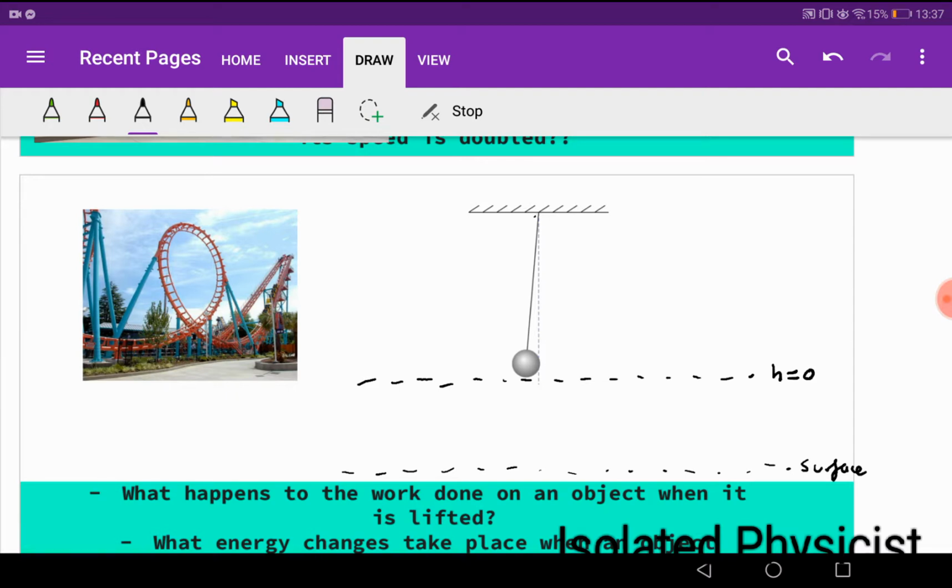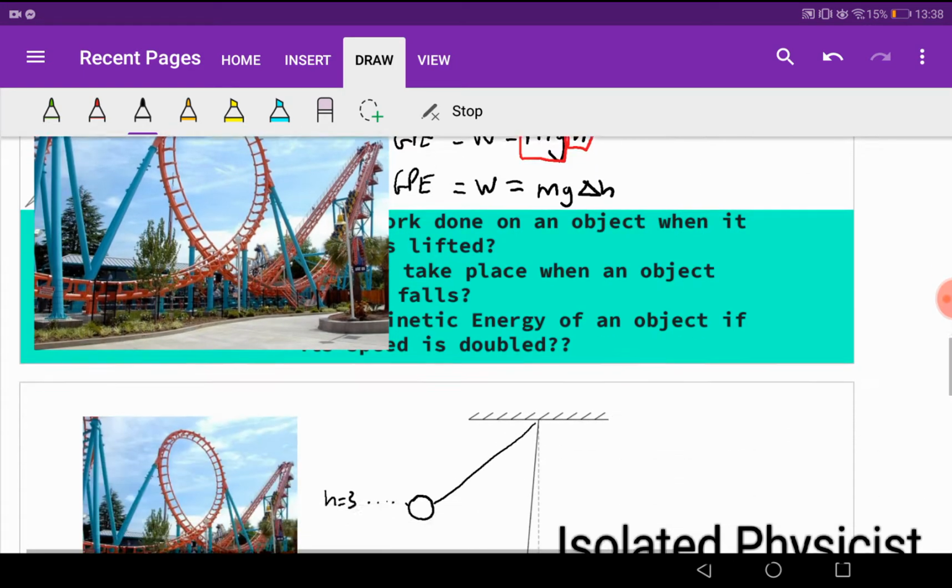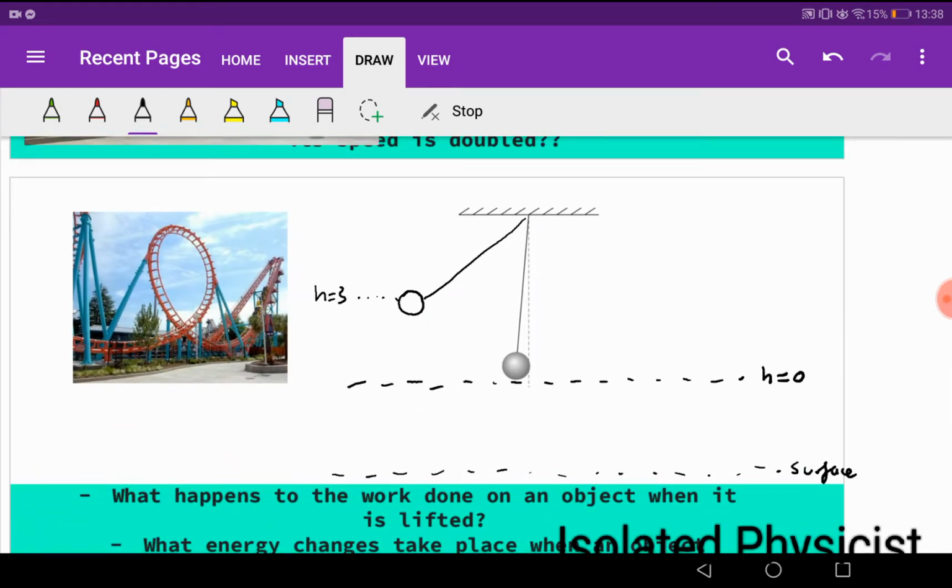And then when the pendulum goes up to here, say this being h equals 3, the highest point, then it's just a difference between the two heights. And because we're doing a change in height, GPE equals mg delta h, because it's a change in height, you can set your 0 wherever you like.